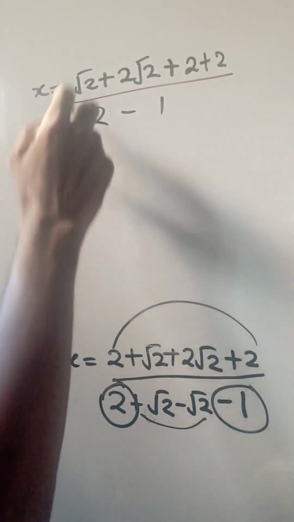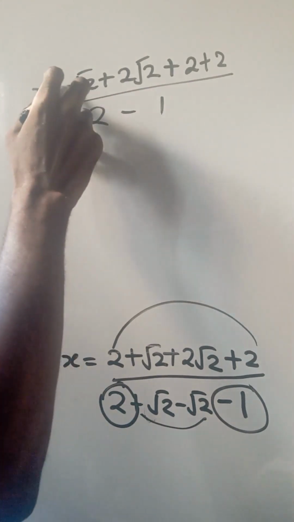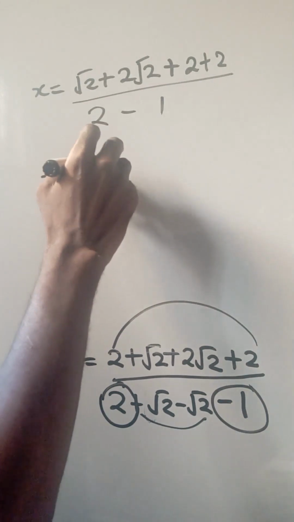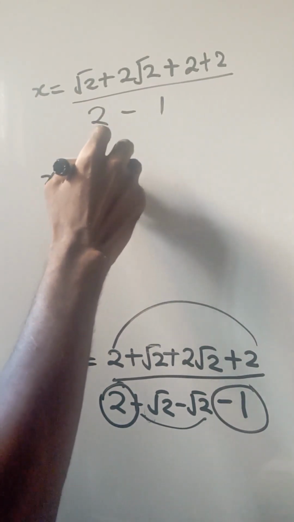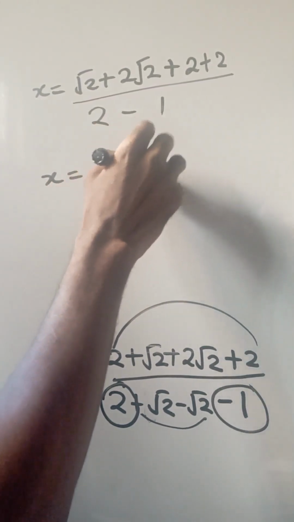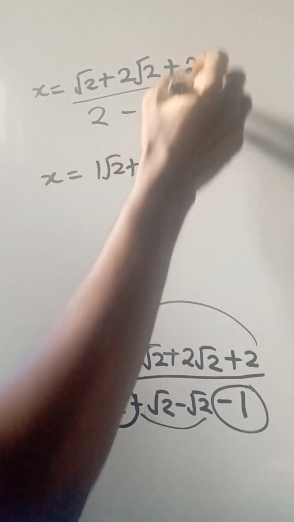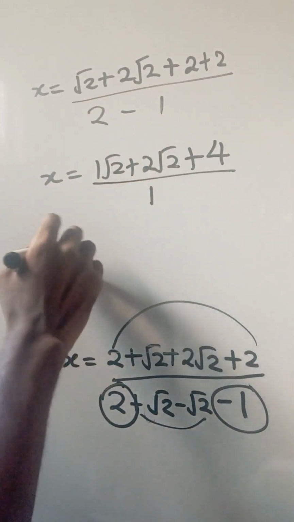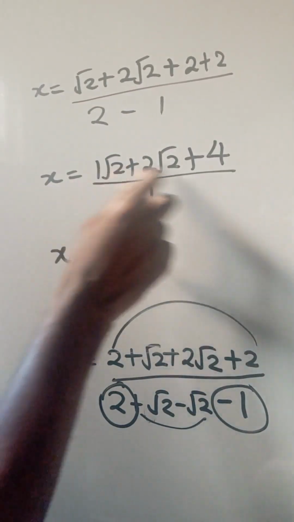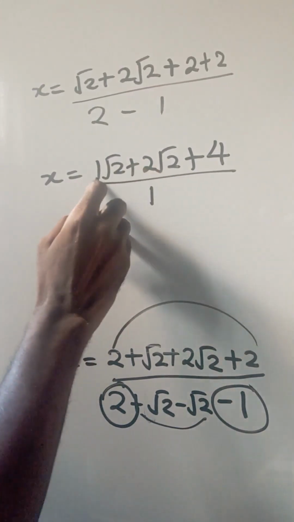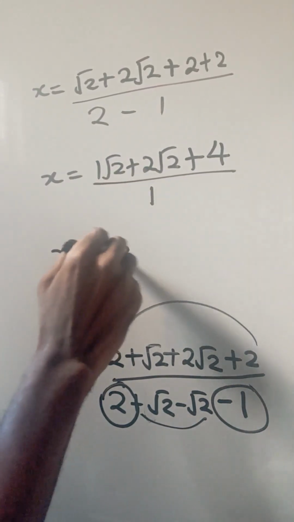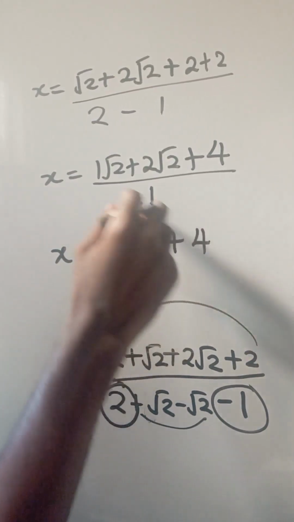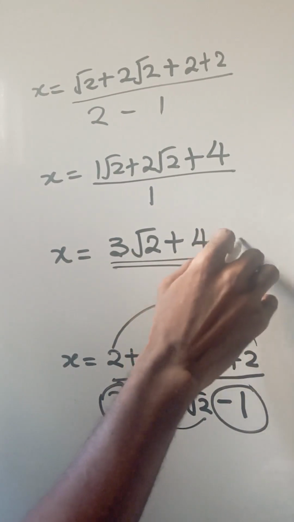So x is equal to, there's 1 here. So 1 root 2 plus 2 root 2 will give us, okay, let me write it, 1 root 2 plus 2 root 2 plus, this is 4, divided by 2 minus 1, which is what? 1. So my x will be, these are like terms, so we'll treat it like algebra. 1 plus 2 here is going to give us 3. Then we'll keep the root 2 plus 4 divided by 1. So this is our answer to this question.